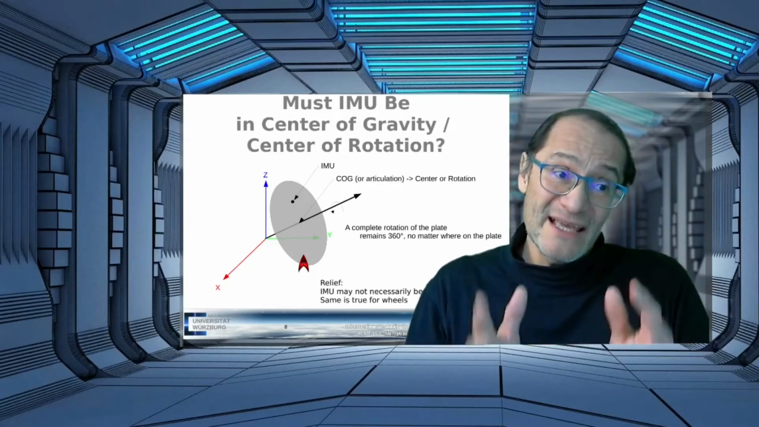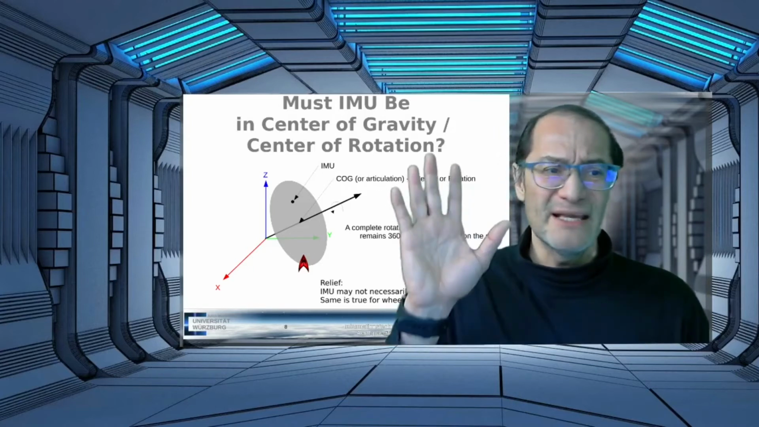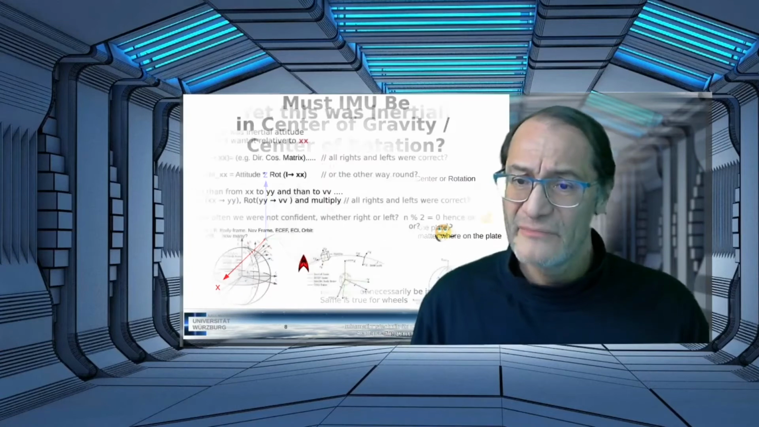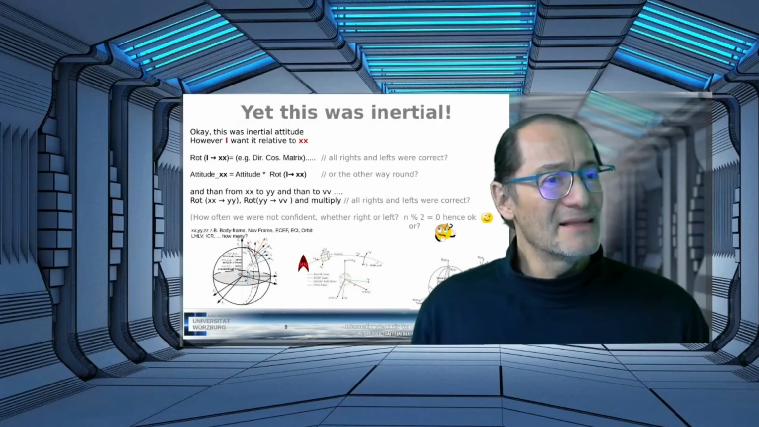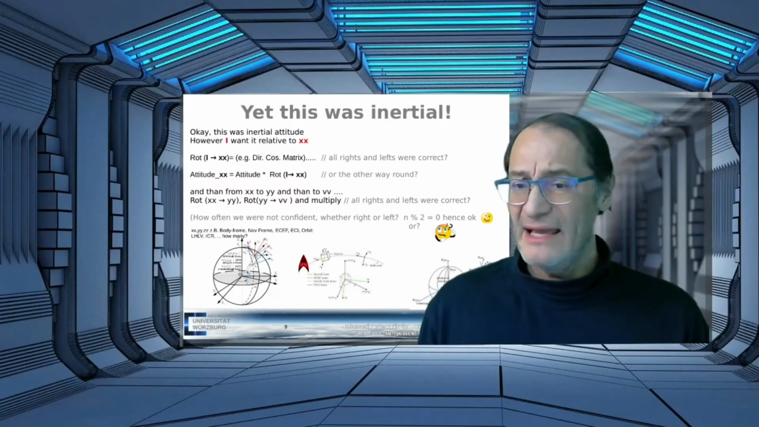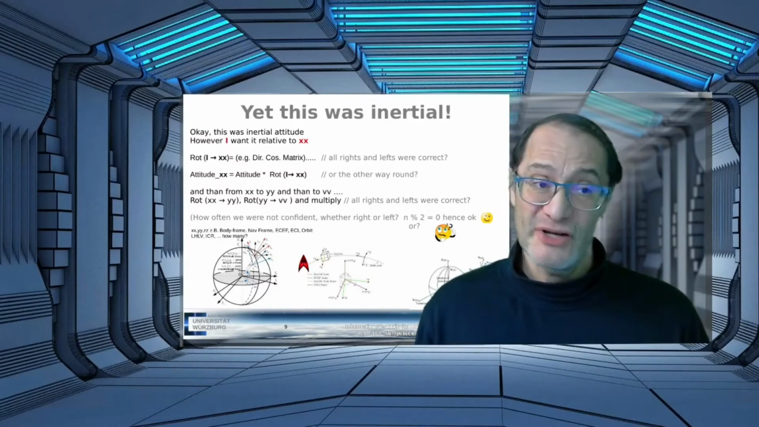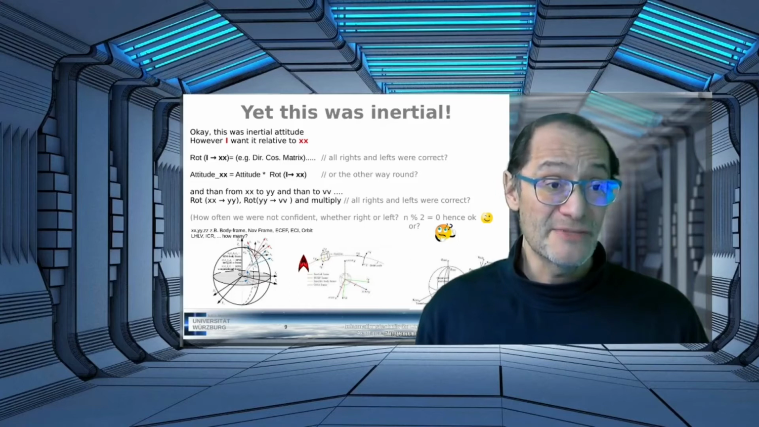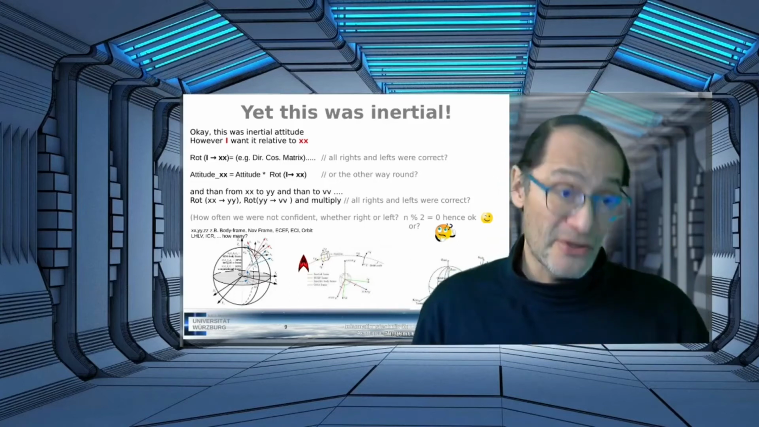Maybe you will think it shall be in the center of gravity, but it makes no difference. It can be anywhere in the satellite. Okay. Now, all this was inertial. Do you remember the different coordinate systems we have? We say there is one very special, which is the inertial coordinate system. And the IMU is measuring the rotation speed in the inertial coordinate system.